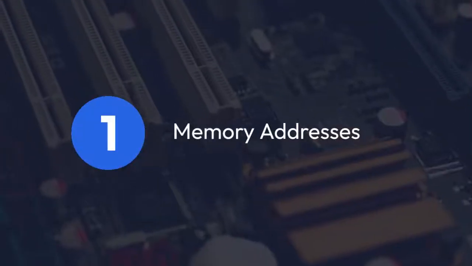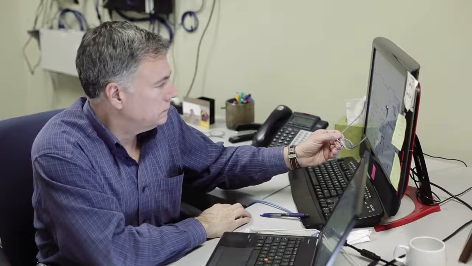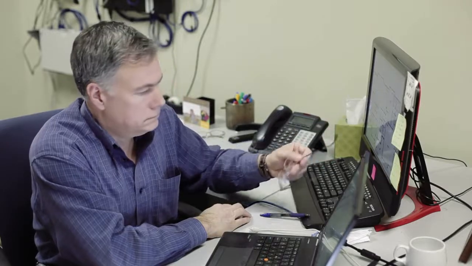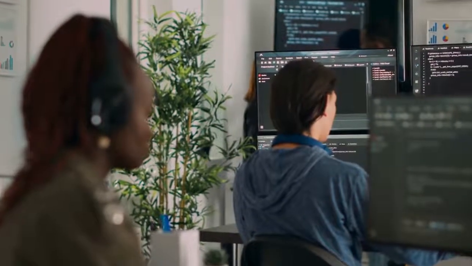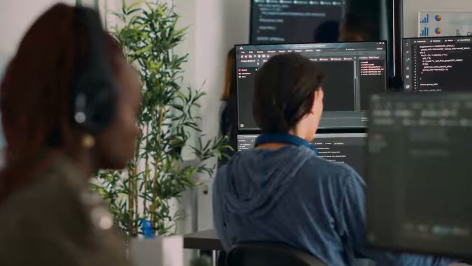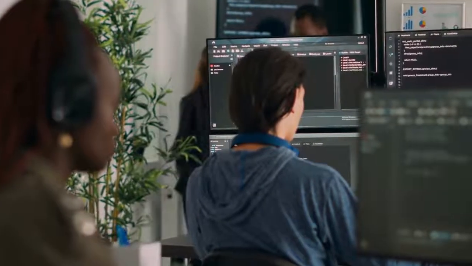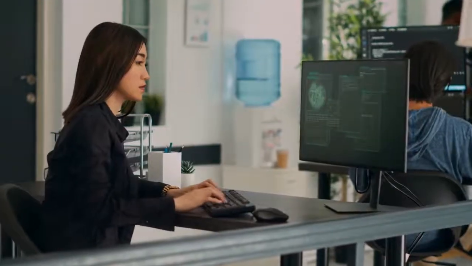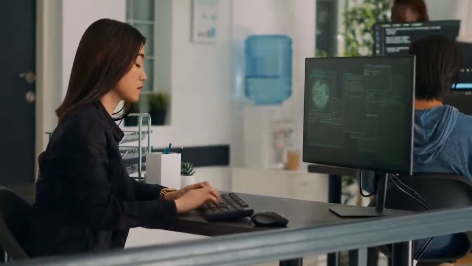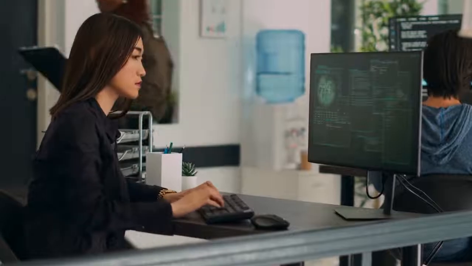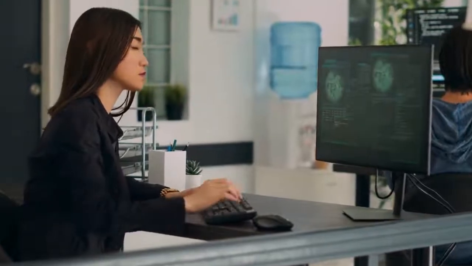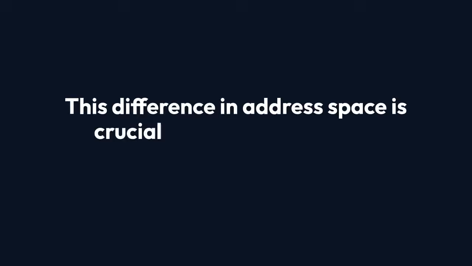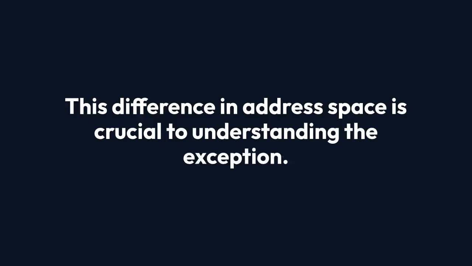1. Memory addresses. Imagine your computer's memory as a massive address book. 32-bit processes have a smaller address space, meaning they can only see and access a limited number of memory locations, or addresses. 64-bit processes have a significantly larger address space, allowing them to access a much wider range of memory locations. This difference in address space is crucial to understanding the exception.